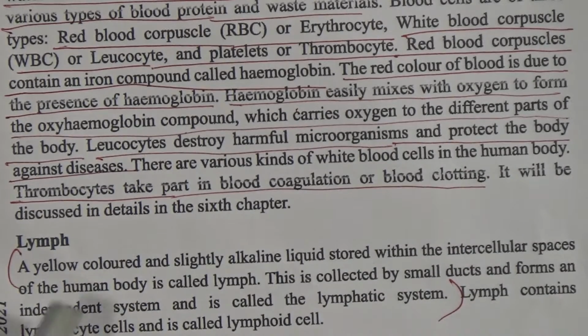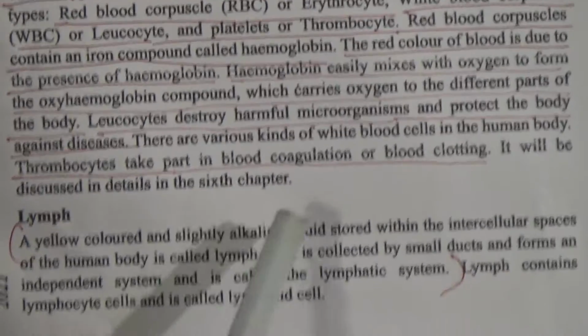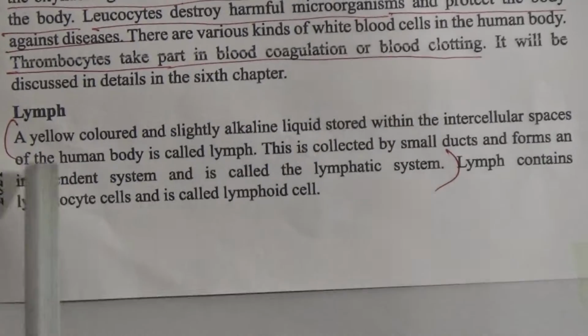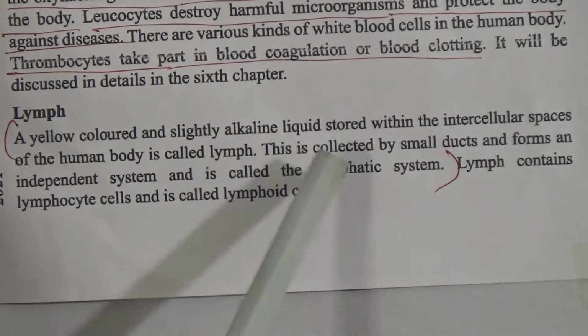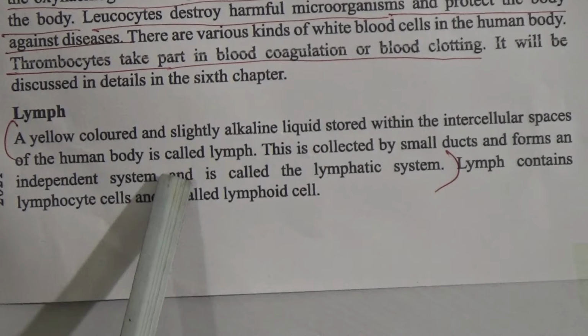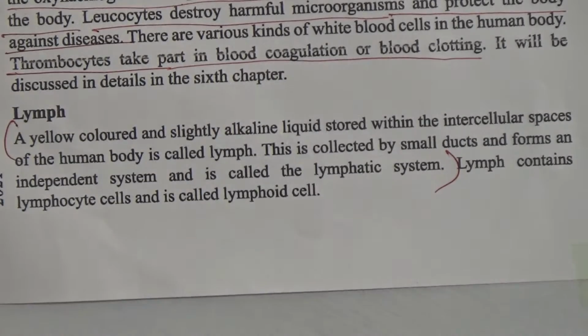Now, lymph, a yellow colored and slightly alkaline liquid stored within the intercellular space of the human body is called lymph. This is collected by small ducts and forms an independent system, and it is called the lymphatic system.